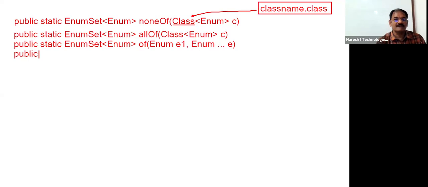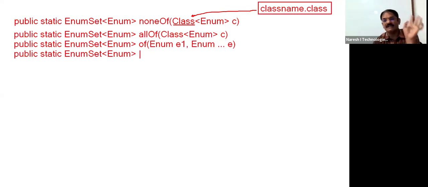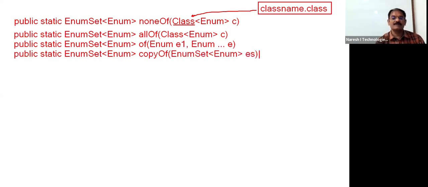Then next, public static EnumSet of enum. Listen. The first method is what? Empty EnumSet. The second method is what? All named constants EnumSet. The third one is what? I am saying what particular named constants I want, you store them. The fourth one is, I want to create an EnumSet by copying the named constants available in another EnumSet. The method name is copyOf. Copy of what? EnumSet of enum. Already I have one EnumSet. I want the named constants exactly as available in another EnumSet.